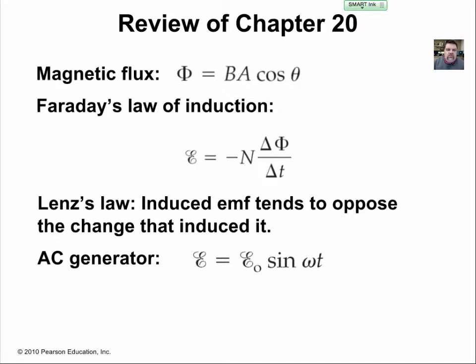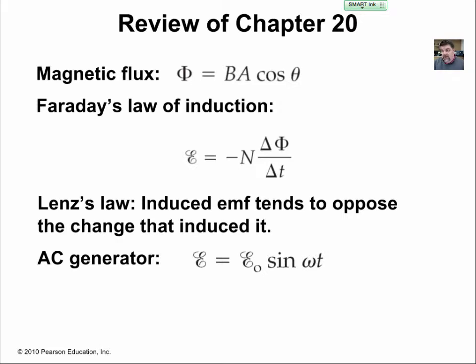So just a review of the chapter, the magnetic flux phi is equal to the magnitude of the magnetic field times the cross-sectional area times cosine of theta. Faraday's law of induction is that the electromotive force is equal to the negative of the number of turns times the change in magnetic flux over time. Lenz's law is an induced EMF tends to oppose the change that induced it.